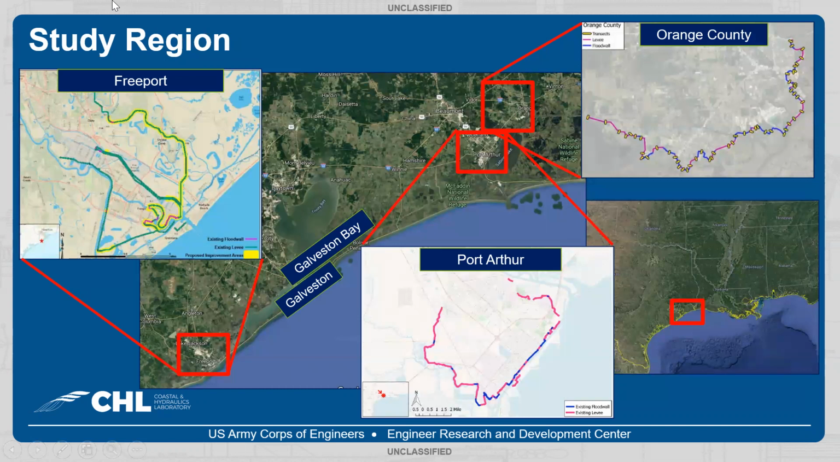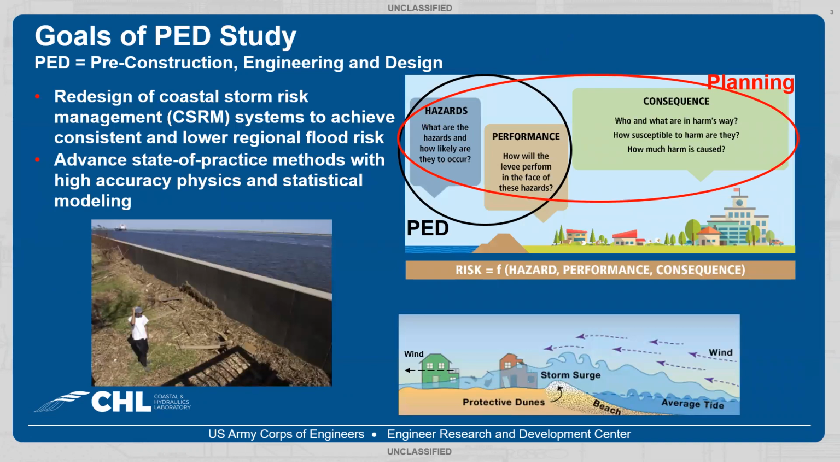The Sabine to Galveston study includes roughly 100 kilometers of coastal levees, flood walls, and closure gates in the Freeport, Port Arthur, and Orange County vicinities in North Texas. The project goal is redesign of the coastal storm risk management system to achieve consistent and lower regional flood risk. We also wanted to advance the state of practice with improved physics and statistics, and I'll discuss some of the details in this talk. This study was preceded by a complete planning study where alternatives and consequences were evaluated and the design selected. So here we're focused on the detailed element design.